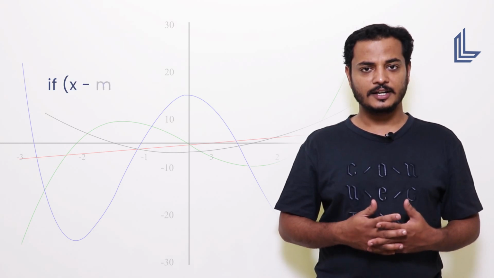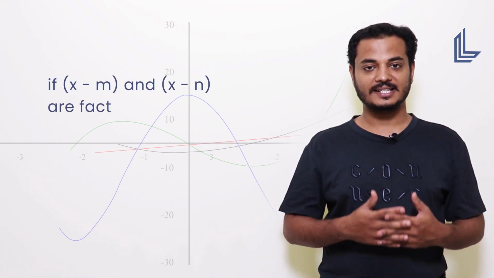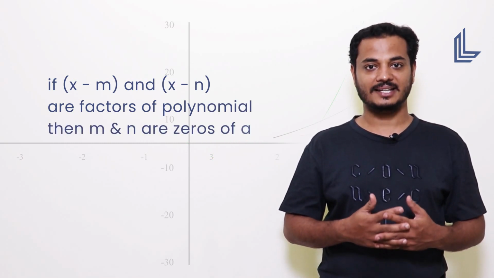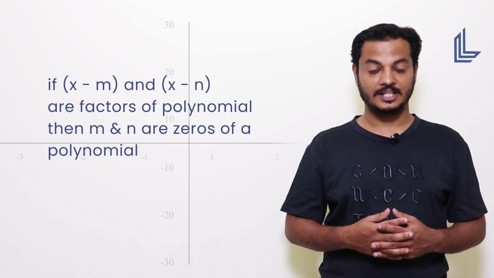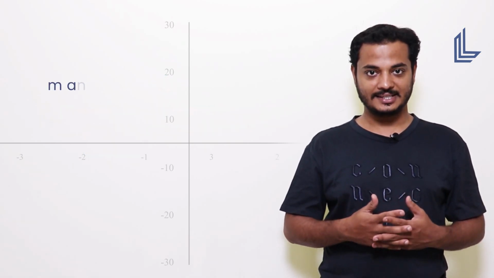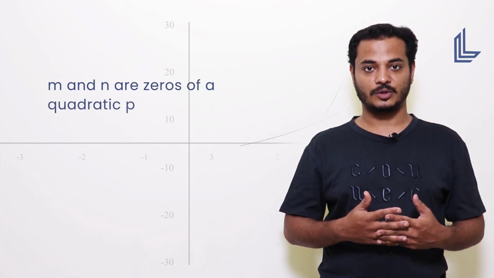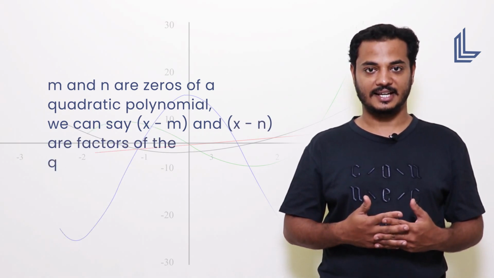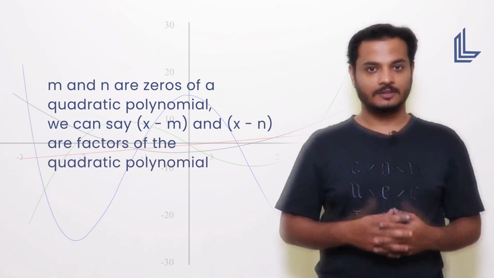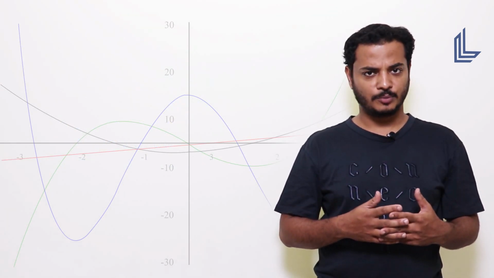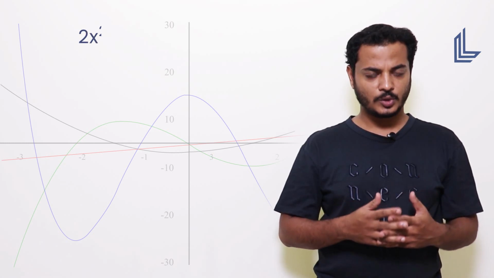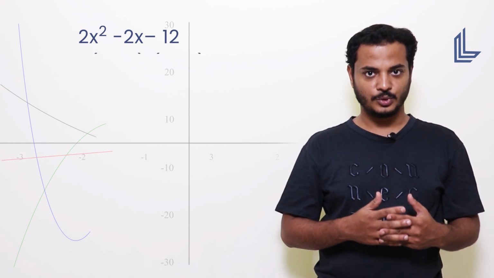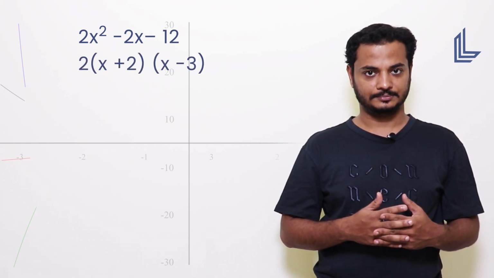In general, if x minus m and x minus n are factors of a quadratic polynomial, we can say that m and n will be zeros of that polynomial. The converse is also true. That is, if m and n are zeros of a quadratic polynomial, then we can say that x minus m and x minus n are factors of that quadratic polynomial. Now, I want you to observe the quadratic polynomial once again: 2x squared minus 2x minus 12. We factorize this as 2 into x plus 2 into x minus 3.